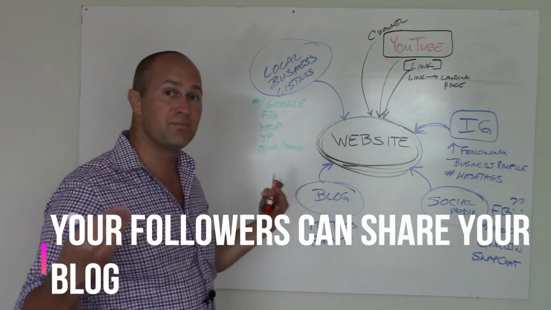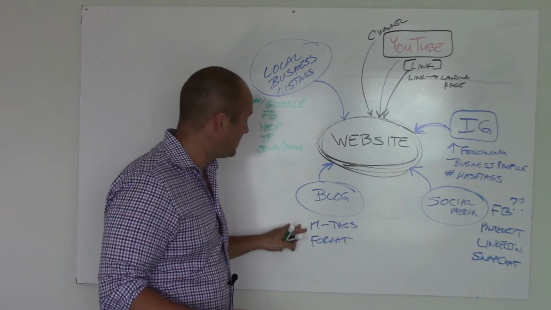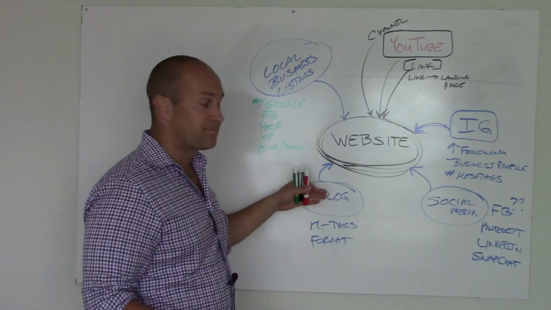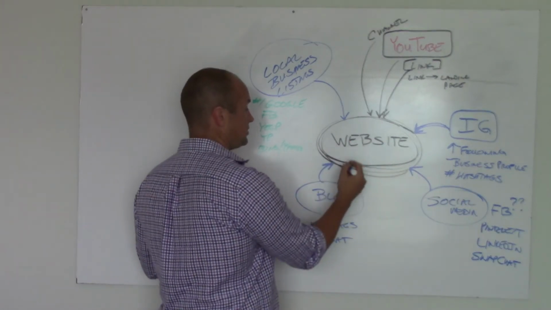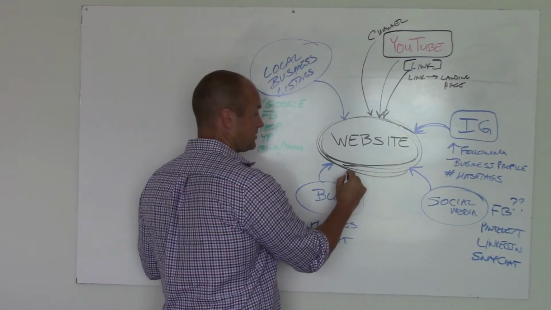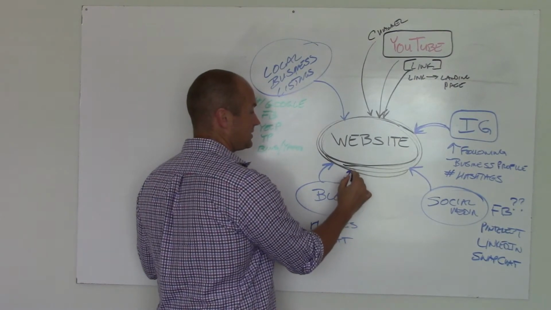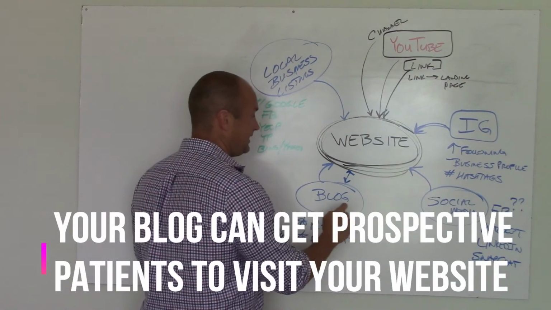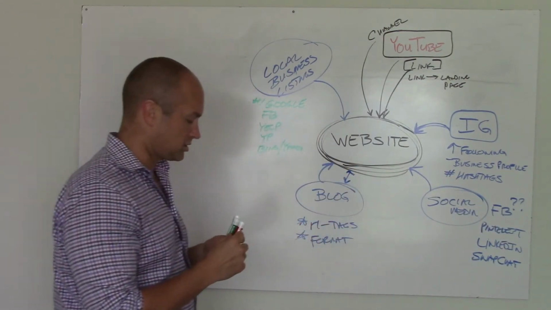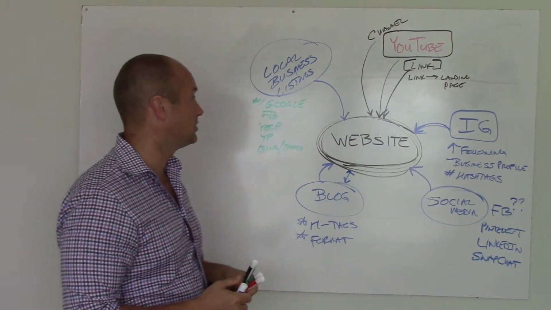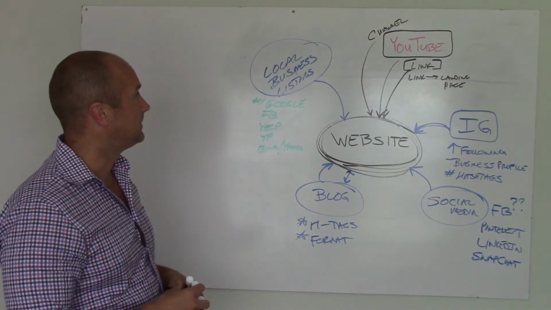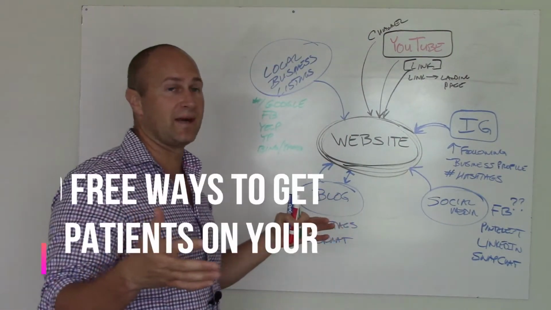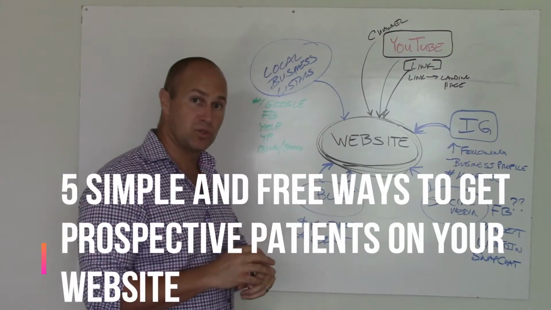But an even better way is to learn how to use H tags and the format of your blog so it comes up on local searches, and then it will drive people to your website, because this is actually going to be a part of your website. But learning the correct format here is the key, so your blog shows up on local searches and will get visitors going to your website. So here's 5 simple ways that you can use already when you're starting out to drive traffic to your website.